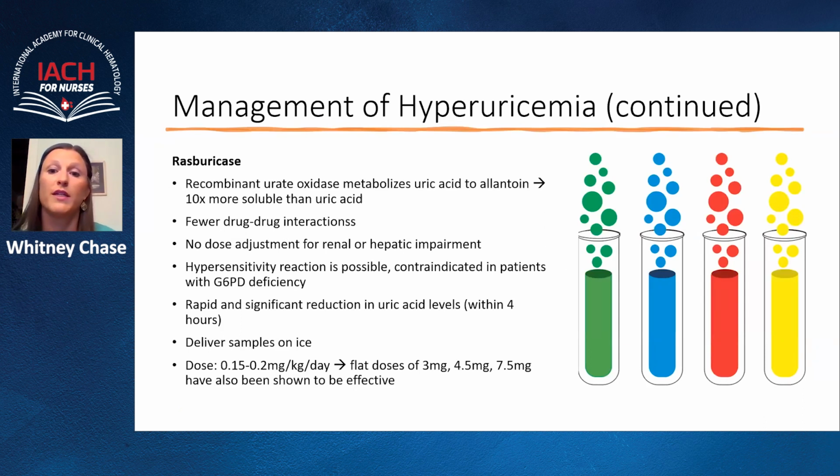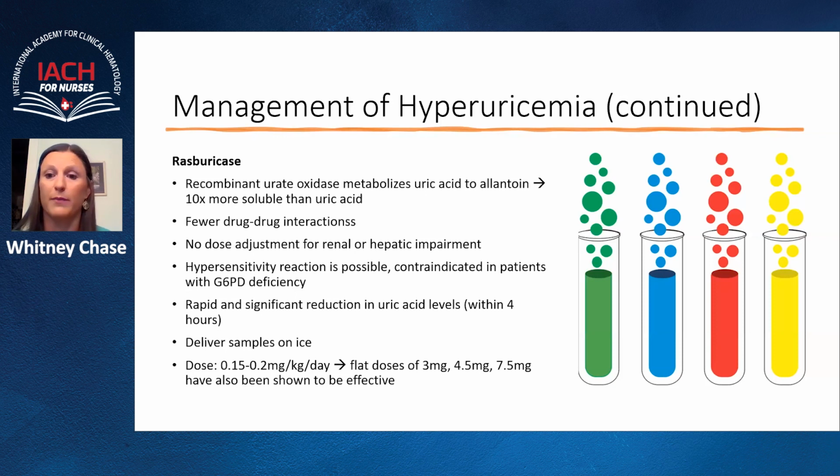Rasburicase is a recombinant urate oxidase, which is an enzyme that metabolizes uric acid in many other mammals, but not in people. So it's highly purified, but hypersensitivity reactions are possible. It has fewer drug-drug interactions than allopurinol, and it doesn't require dose adjustment for renal or hepatic dysfunction. It also provides rapid and significant reduction in uric acid levels. So it's a good option for patients with spontaneous TLS or whose uric acids aren't responding adequately to something like allopurinol.